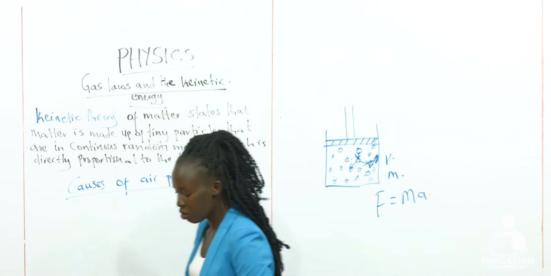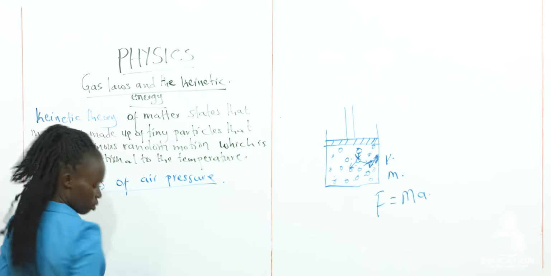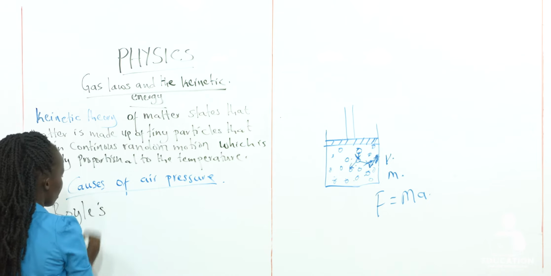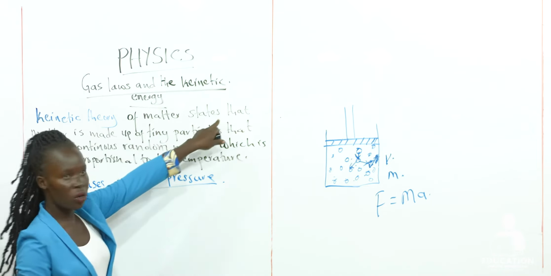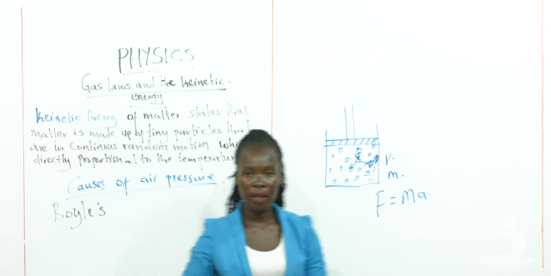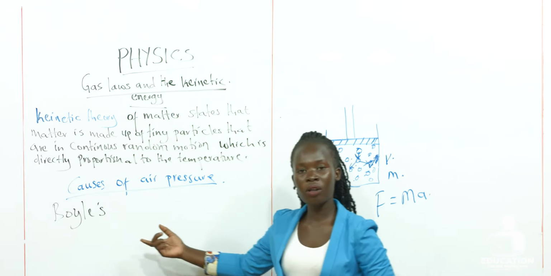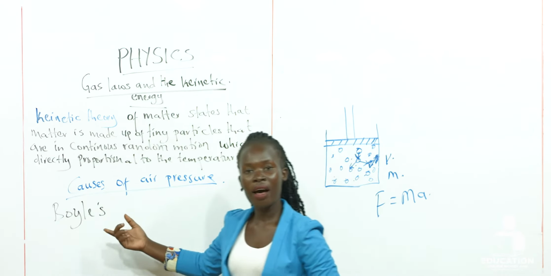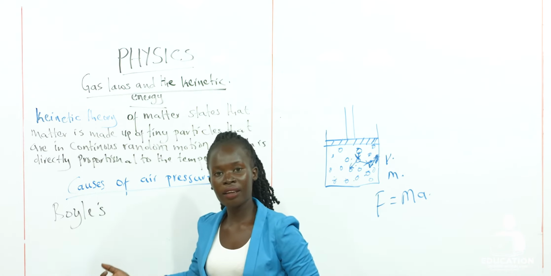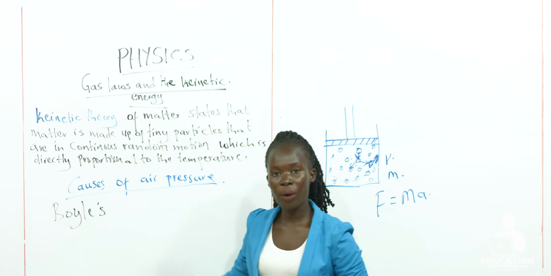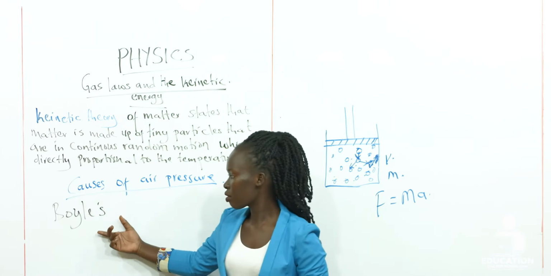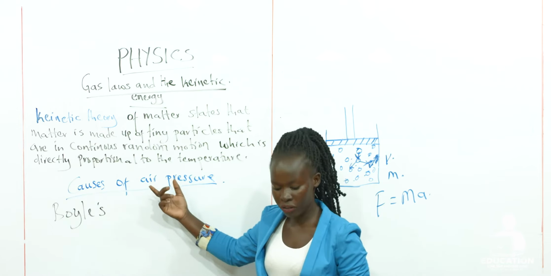So let's look at Boyle's law. This one is saying that matter is made out of particles. And in this situation here, we are dealing with particles. But in Boyle's law, it states that the volume of a fixed mass of a gas is inversely proportional to its pressure when the temperature is constant. So now, how do you explain this using the kinetic theory of matter?